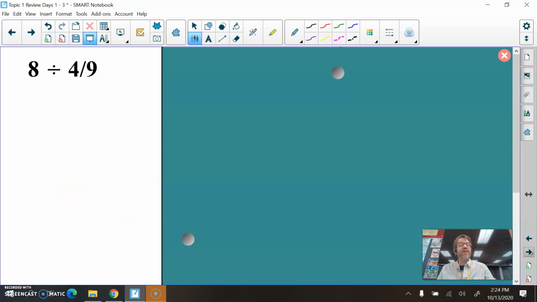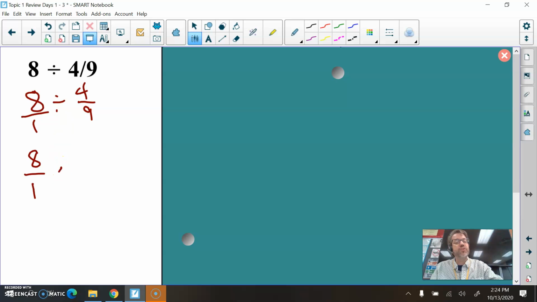All right, so when we have 8 divided by 4/9, let me rewrite that here. 8 divided by 4/9. The first thing I want to do, since 8 is a whole number, it is not written as a fraction, and I do have a fraction over here, let's express 8 as a fraction, and I can do that by putting it over 1. Now, it's still a division problem, so at this point now, I need to change it into multiplication mode. So I have 8/1.